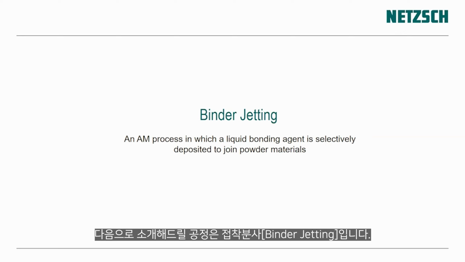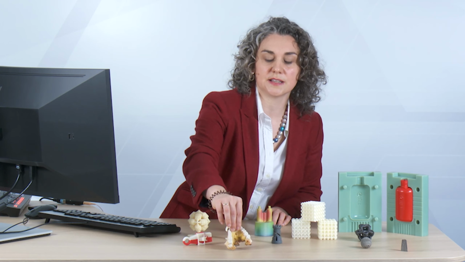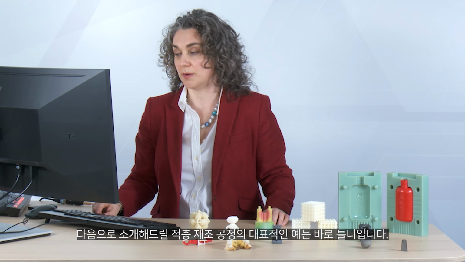The next definition is for binder jetting. That's an additive manufacturing process in which a liquid bonding agent is selectively deposited to join powder materials. And this is an example of this process, this denture example.